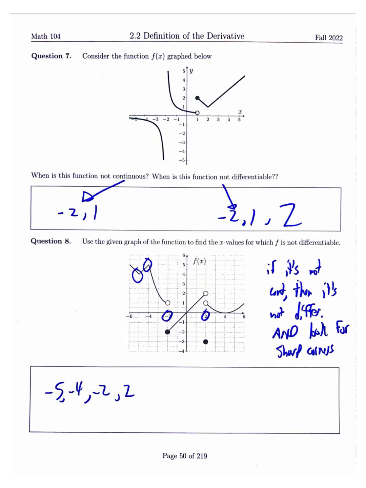All right, here's some other examples. So same kind of deal. So first of all, when's it not continuous? Well, yeah, here and here. So when's it not differentiable? Well, those places, all of the places it's not continuous is also not differentiable, but also look here at 2.